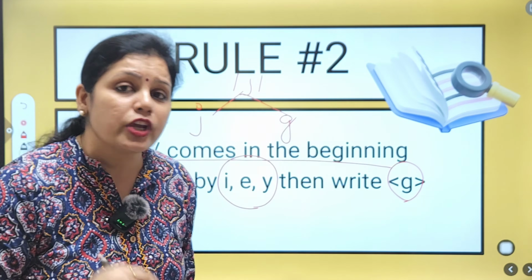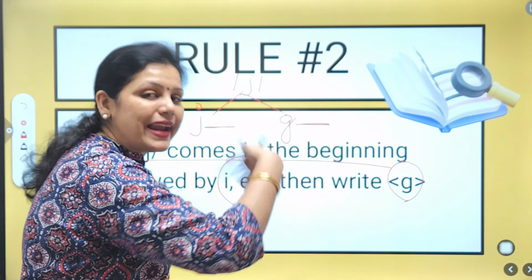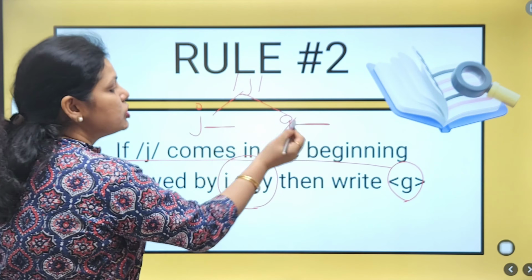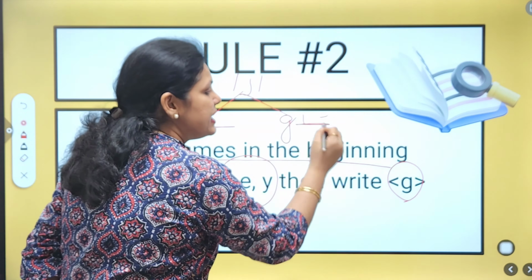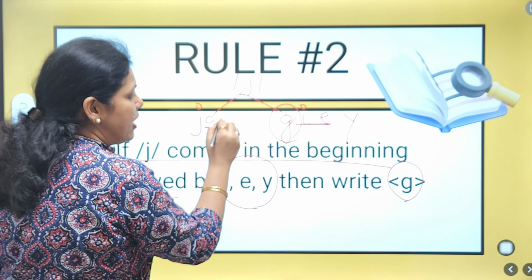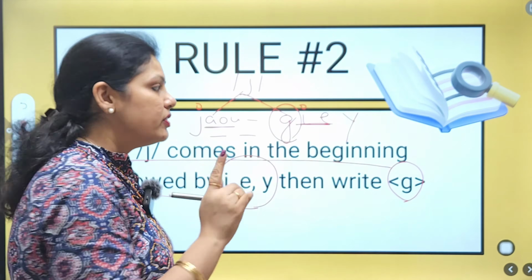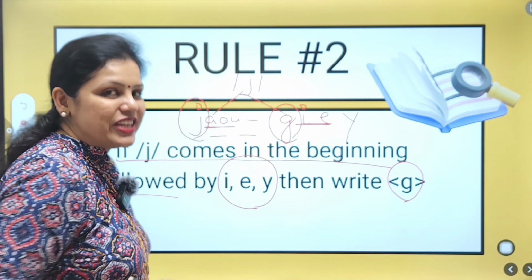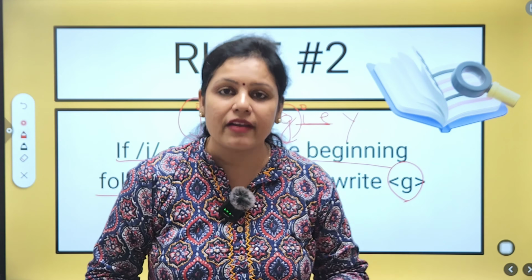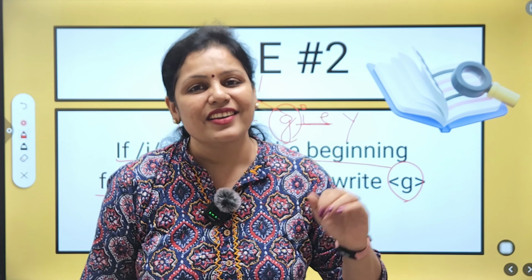But how will you decide whether J or G will come? You will decide it depending upon what sound or what letter is coming after the J sound. If I, E or Y is coming, write the letter G. If the rest, A, O, U, you will write the letter J here. So easy. These two rules are easy: whenever you have I, E, Y after the J sound, then you will write G, else you will write the letter J.